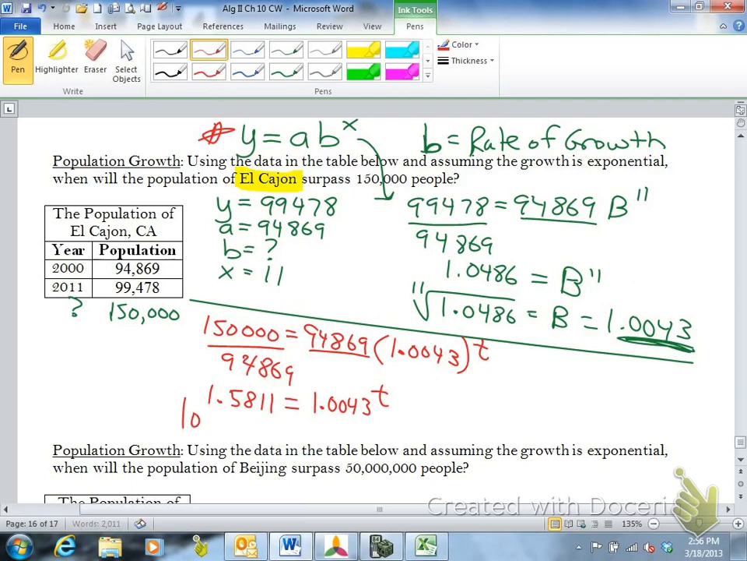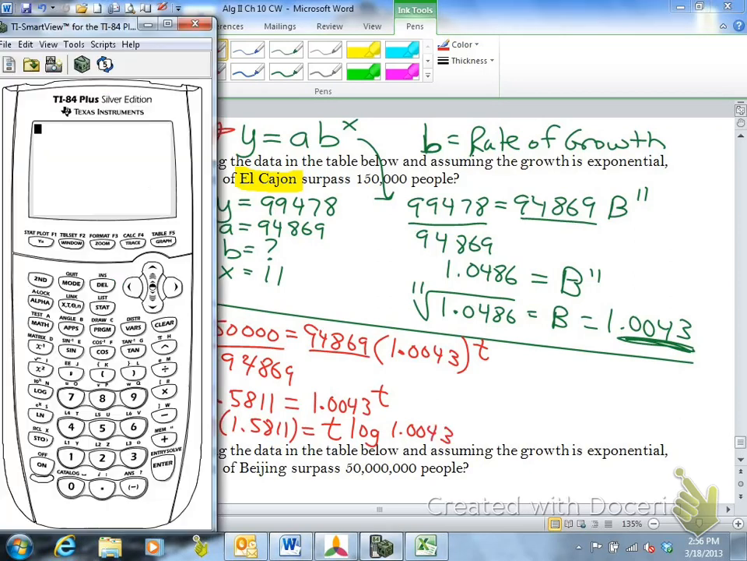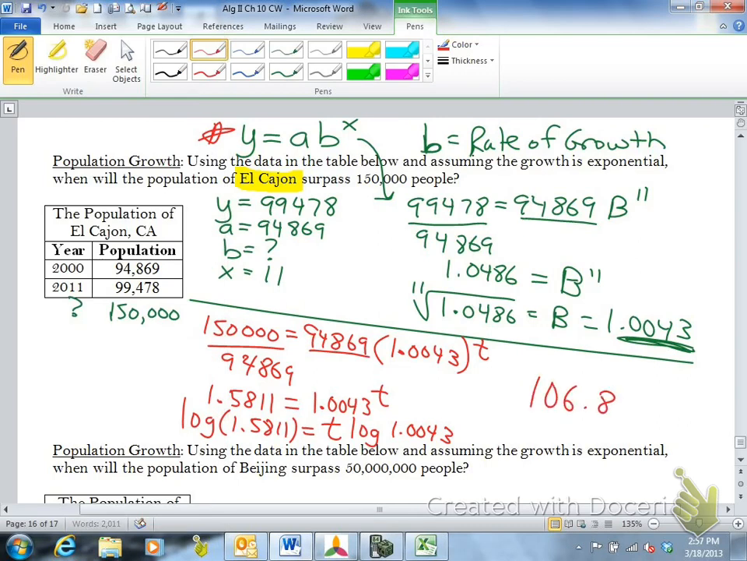So we get 1.5811. You'd log both sides, so you have log 1.5811 equals, when you log the right side, you bring the t out in front, t log 1.0043. Then you would divide both sides by log 1.0043. So you have log 1.5811, enter, divided by log 1.0043. So 106.8, if we just round to one decimal place. And that's years. So it's going to take 107 years for the small Southern California town of El Cajon to have 150,000 people.